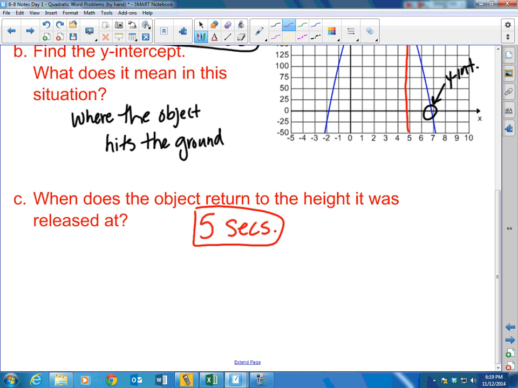If we didn't know that, if we couldn't see it exactly from the graph, what we could do is we could say, all right, when is the height 200 again? So I could do 200 equals negative 16t squared plus 80t plus 200. And then I could solve it by factoring if I wanted to. I don't need to do that in this case, but I could. Okay, I could solve it by factoring. I could solve it by doing the quadratic.